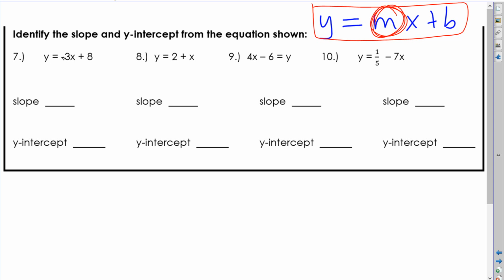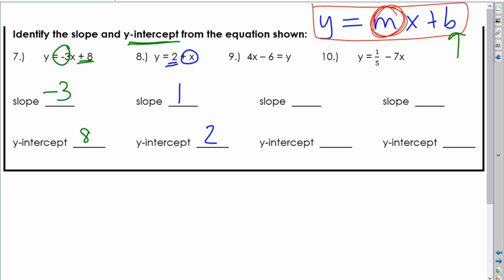So in this problem, the coefficient of x is -3, and that is our slope. The y-intercept is the number in the b position, or the constant. So for number 7, the number in the b position is +8. For number 8, you can't see the coefficient of x, but it's there. It's an invisible 1. And the constant is 2.